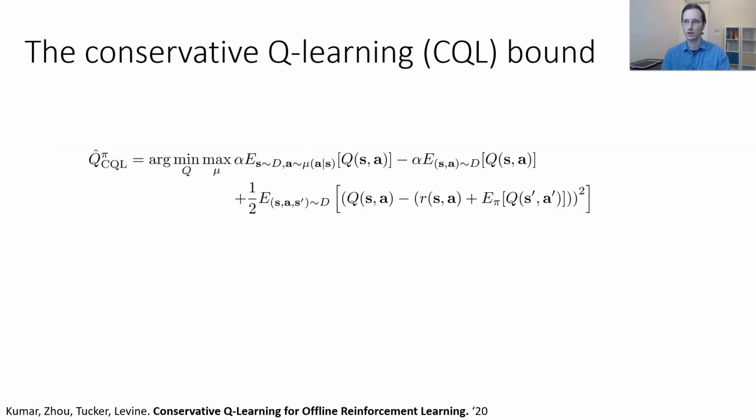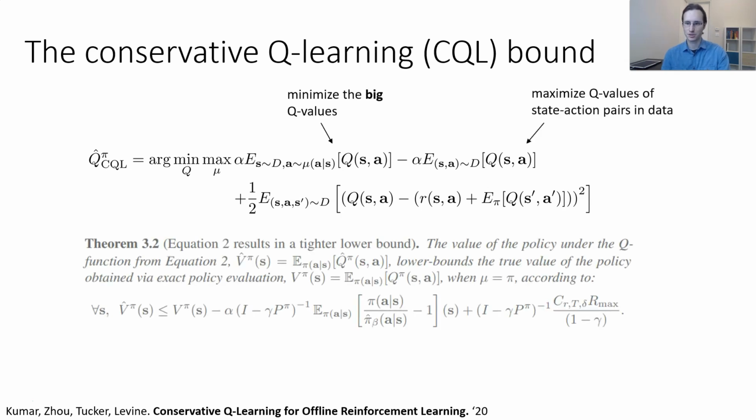So in summary, the conservative Q-learning algorithm works very similarly to regular Q-learning or regular actor-critic methods, except that when it computes the Q function, it minimizes the big Q values and pushes up on the Q values in the data. The full result for the theorem that shows the lower bound is written here. So V hat is the expected value of the estimated Q function, and V is the true value.